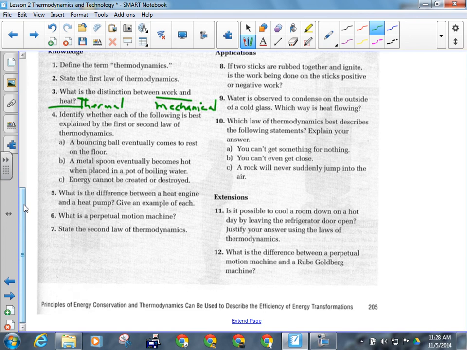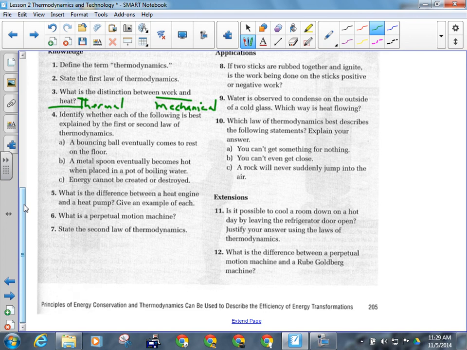Okay, number 8. Two sticks are rubbed together and ignite. Is the work being done on the sticks positive or negative? Right, it's positive for the sticks. They gain energy. It's negative for me, who's moving the sticks. I'm using energy to move the sticks. I'm losing it because I'm giving it to the sticks. That becomes heat because of the friction between the sticks. So it's positive for the sticks and negative for me.